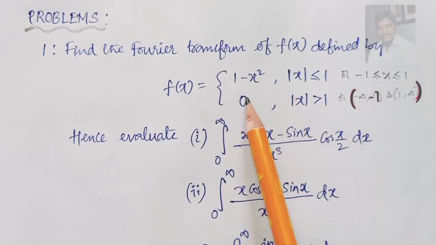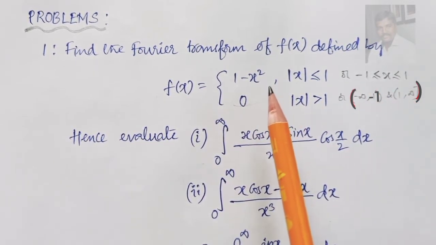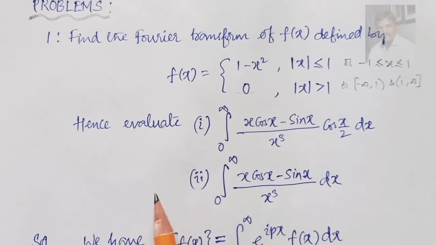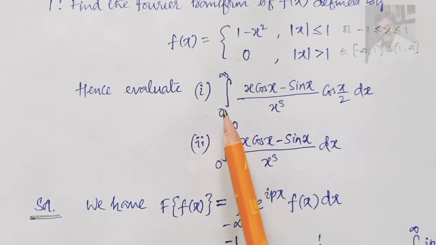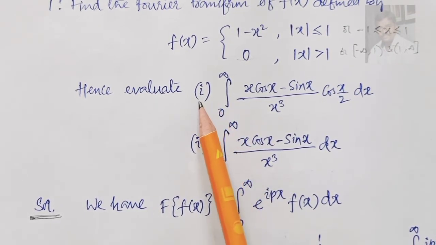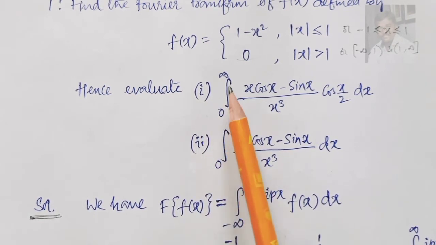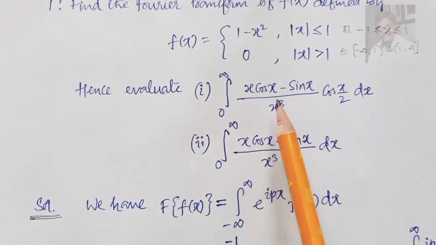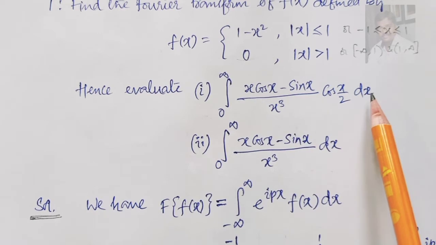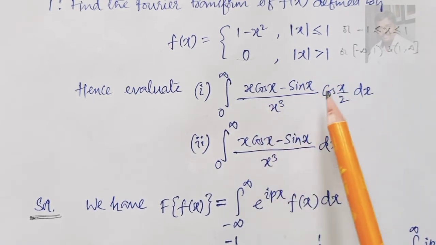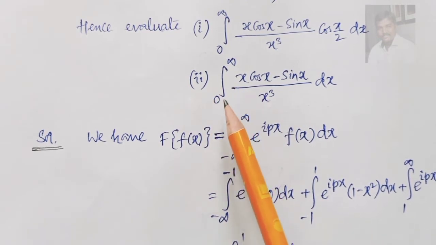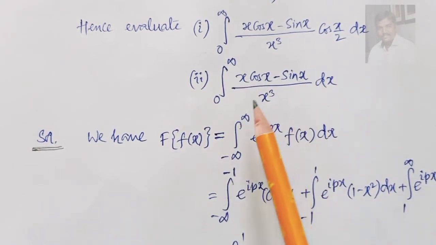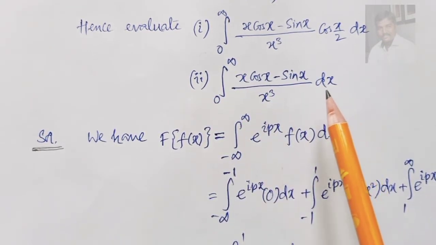So this is the given function, and we are asked to find the Fourier transform of this. And hence evaluate: two more problems are given. The first one is the integral from 0 to infinity of (x cos x minus sin x) by x cube into cos x by 2 dx. We are asked to find the value of this. And the second one is the integral from 0 to infinity of (x cos x minus sin x) by x cube dx.